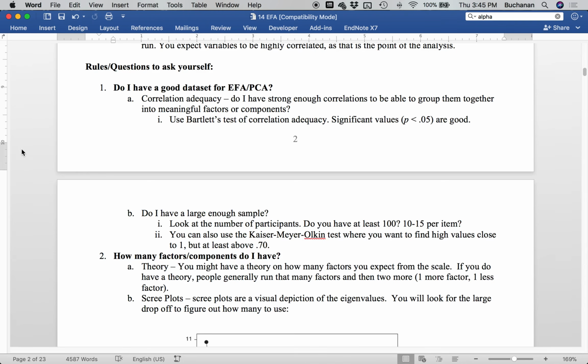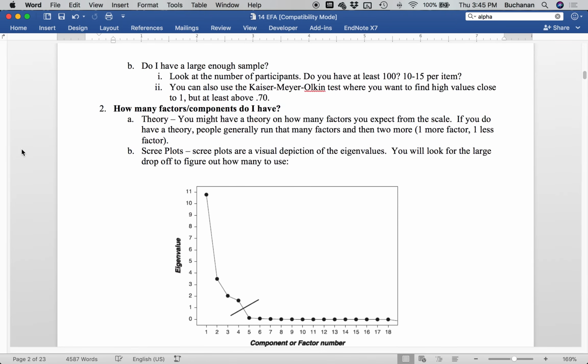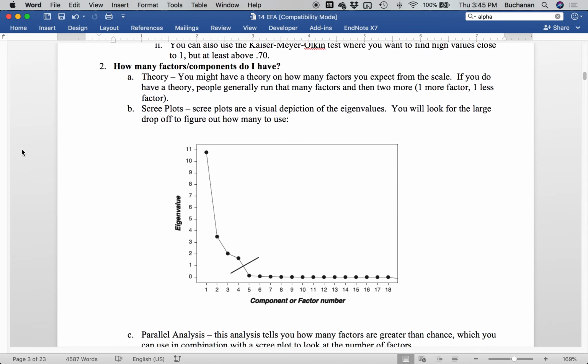After I do that, so this is sort of getting started, one of the next big things that we're going to look at in the data is how many factors or how many components do I have? I'm going to focus here on EFA. So how many factors do I have? Well, there are 4 different ways that you can ask this question. The first one is theory. You're going to have an idea of how many you might expect.